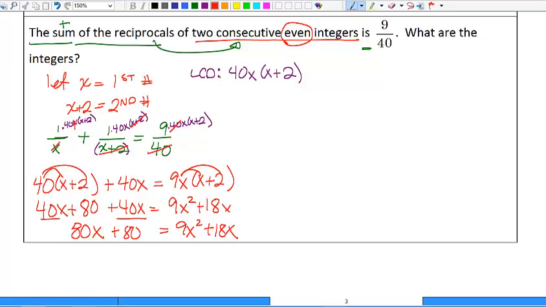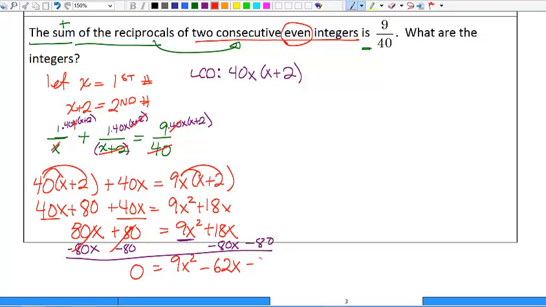And I want all of my values to be on one side of the equal sign. Because my x squared is already positive and it's on the right, I would rather keep it there. So I'm going to subtract all of the terms on the left from both sides, which gets me 0, that's what I wanted, equals 9x squared minus 62x minus 80.